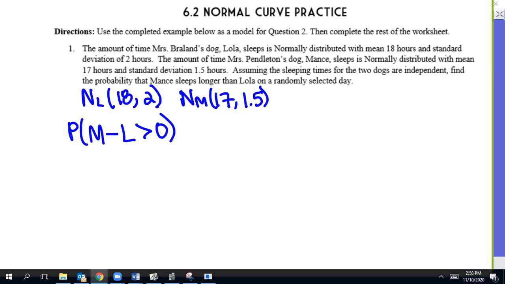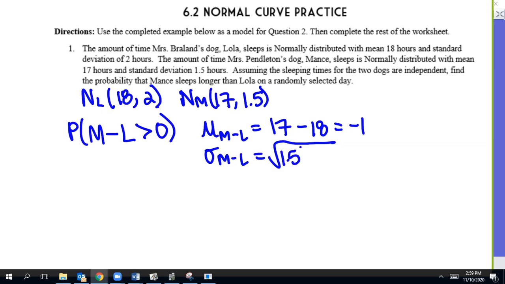What that means is I need to find a new mean for Mance minus Lola. I'll take Mance's mean minus Lola's mean and get -1. And a new standard deviation for Mance minus Lola. Now for this formula, we have to find their variances first. We'll do Mance's squared, always plus Lola's squared. And then 1.5 squared plus 2 squared, square rooted. Do that in my calculator. Square root that. And we get 2.5.